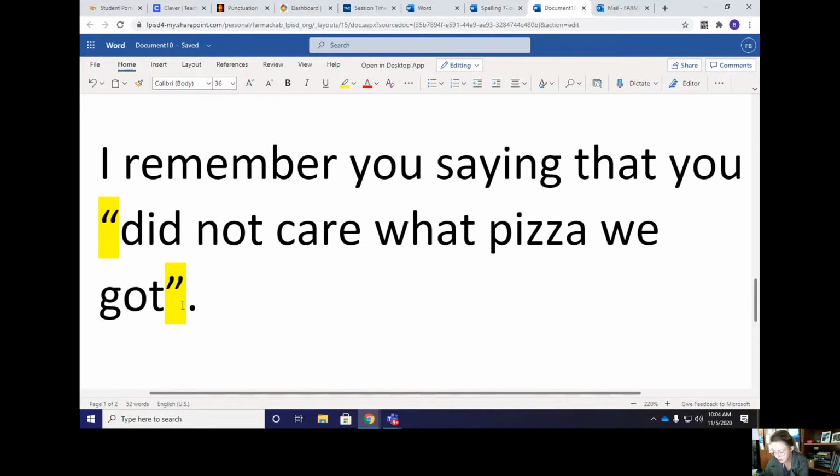Now, these quotation marks are very important for identifying that someone said something or someone is talking. So in your scripts that you will eventually get to start writing, you have to make sure that you have these in there, or else it'll just be a sentence on your paper. It won't be someone saying something.